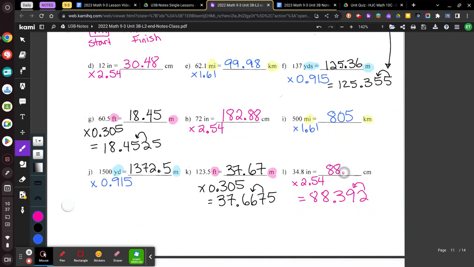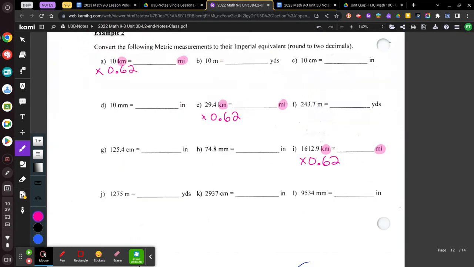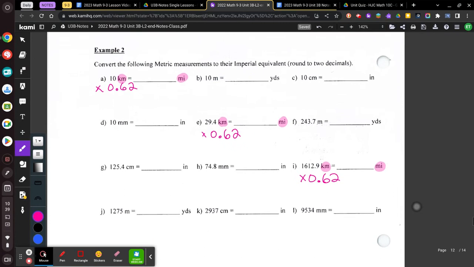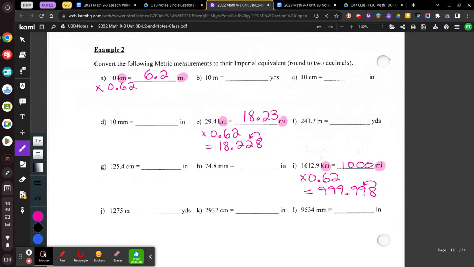Okay, we've got our answers. Check your work and make sure they match mine. Okay, turn your page. Now we're going to match the conversions from the second chart. We match the ones and we do all the conversions. Do your multiplying and check your work. All right, check your work and check your rounding.